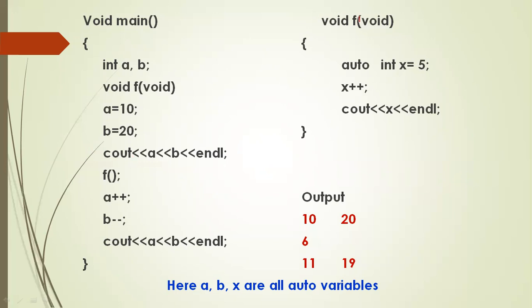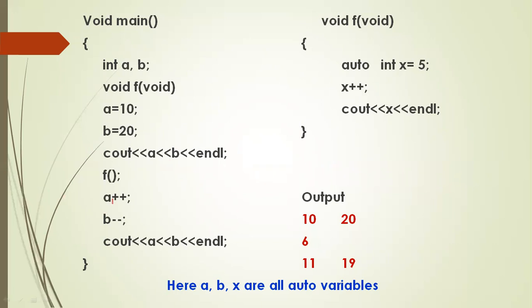So x++, x is incremented by 1. So x becomes now 6. Then display the value of x. Now it will be 6. So the second line of the output is 6. After that, when you quit the function f, the variable x which is declared inside f will be destroyed. After that you cannot use the variable x. Then the control returns to the calling function, then a++.